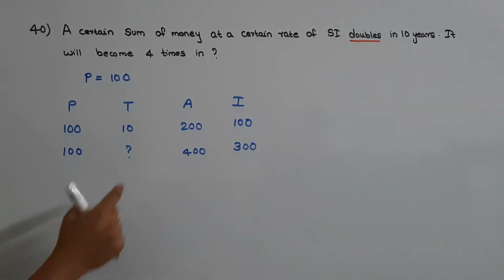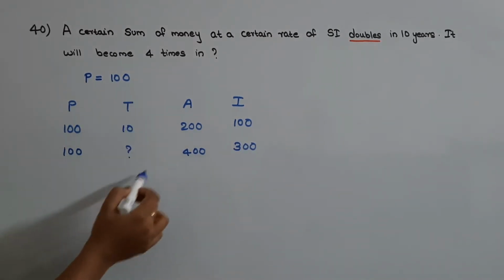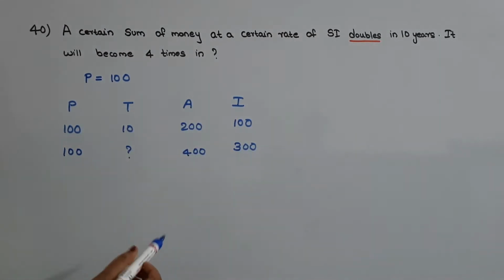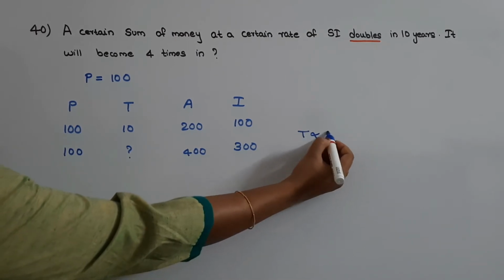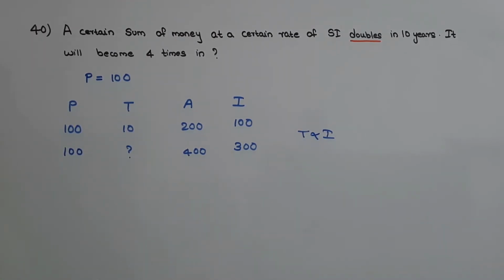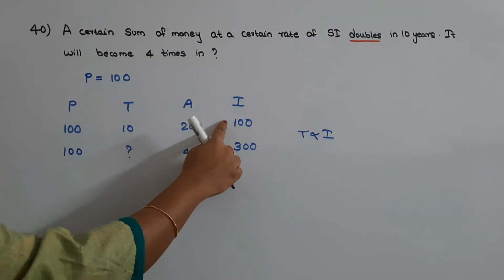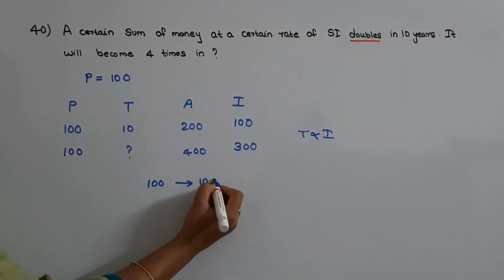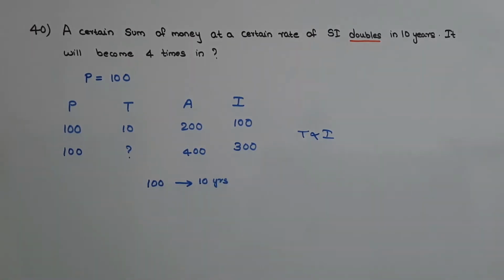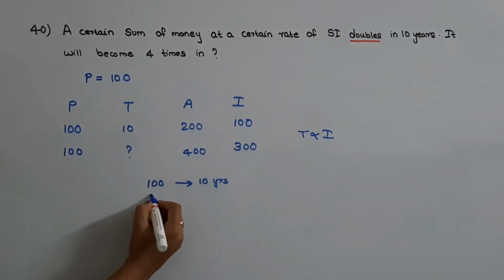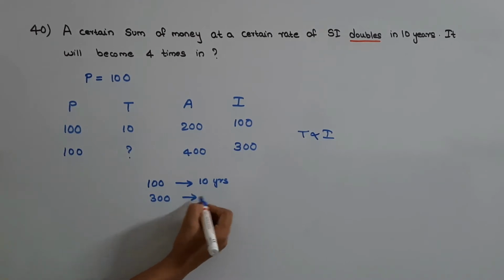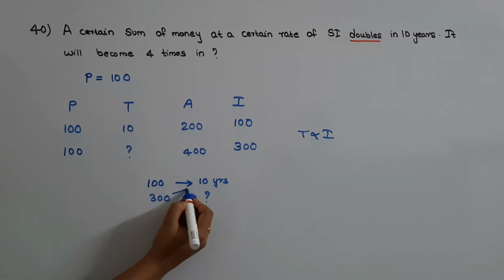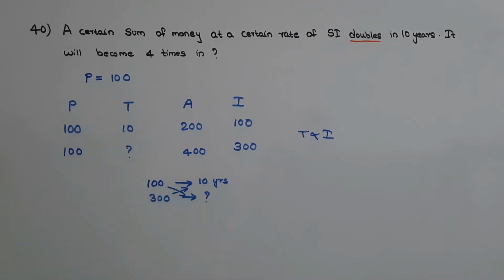Now let us see this two part, time period and interest. What is the relationship between time period and interest? Time period and interest are directly proportional to each other. So when the interest is 100, it will take 10 years. Then if the interest is 300, what is the time taken? Since they are directly proportional, we need to do cross multiplication.